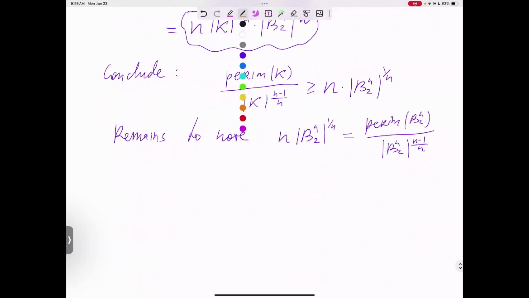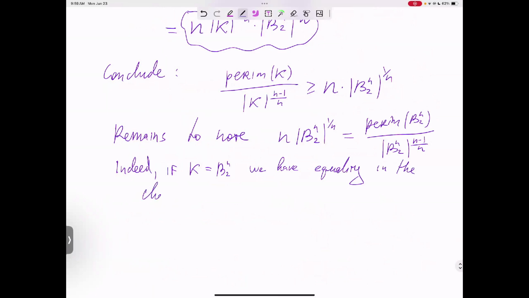Indeed, if K equals the ball, we have equality in the chain above. And this proves that for the ball, that's exactly what the perimeter of B_2^n over the volume of B_2^n to the power (n minus 1) over n is. Alternatively, you can verify this fact separately.